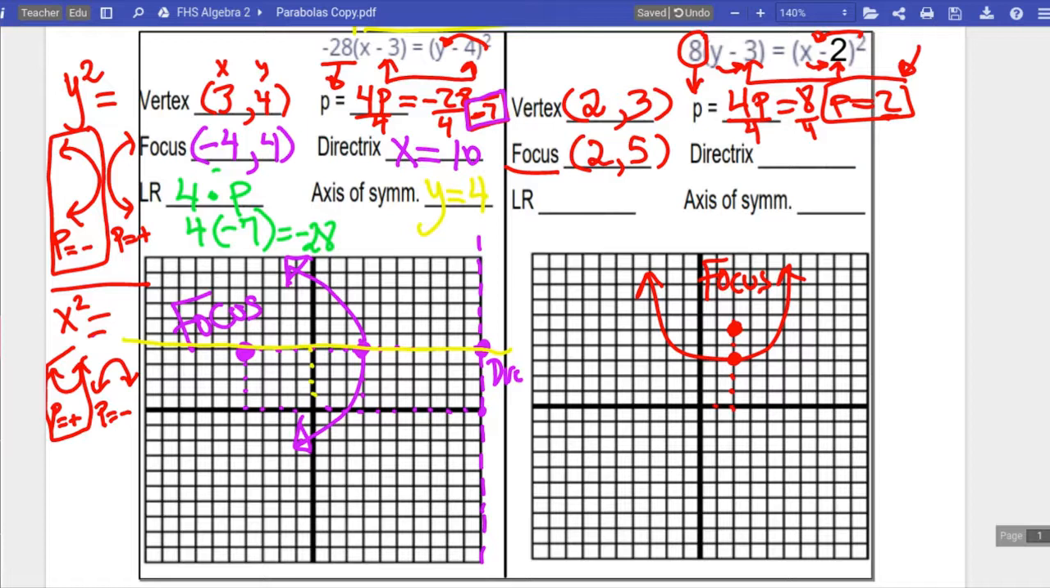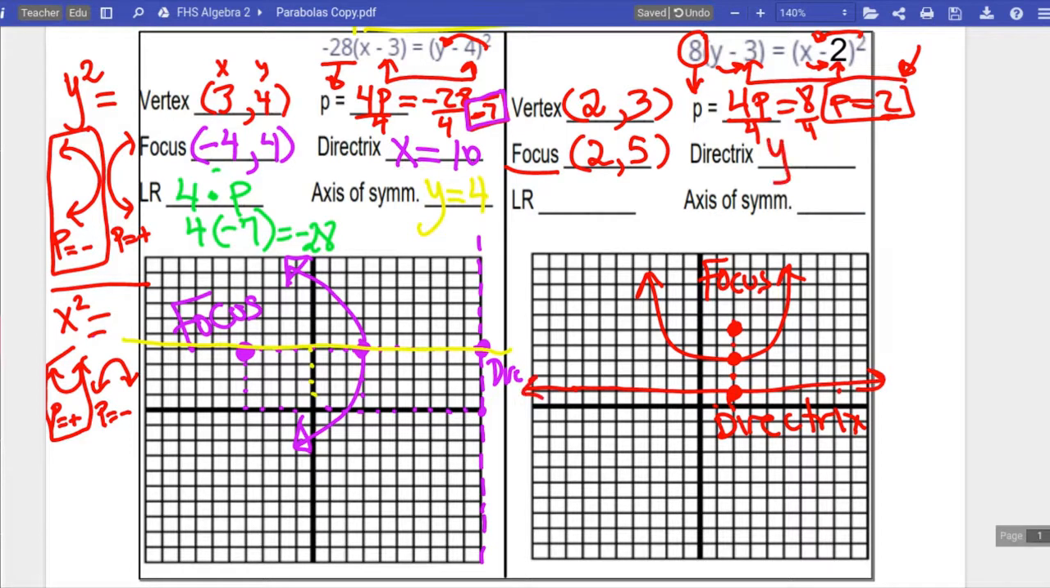All right, let's do the directrix. That is also located 2 from the vertex. 1, 2. Boom, right there. That is the directrix. Where is that located? Remember, for the directrix, it's going to be a line. Let's just draw a line like this.